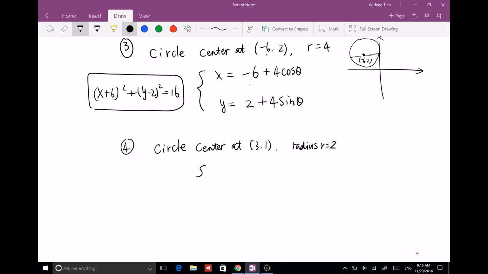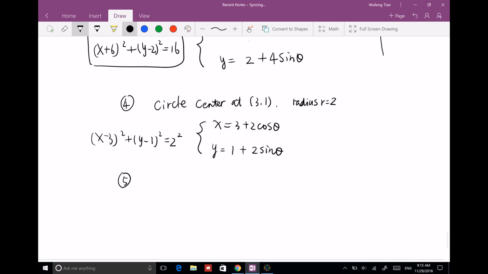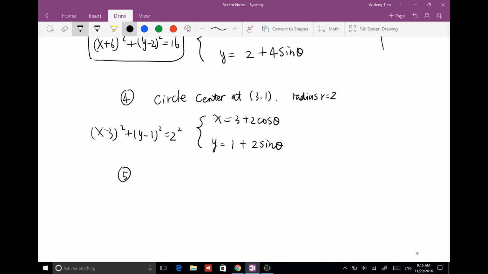Alright, so the parametric equation for this one, Matthew, could you please tell me what this one is? So the rectangular equation would be x minus 3 squared plus y minus 1 squared equals 2 squared. And so x equals 3 plus 2 cosine theta, and y would be 1 plus 2 sine theta. Very good, thank you very much, Matthew. Y equals 1 plus 2 sine theta.